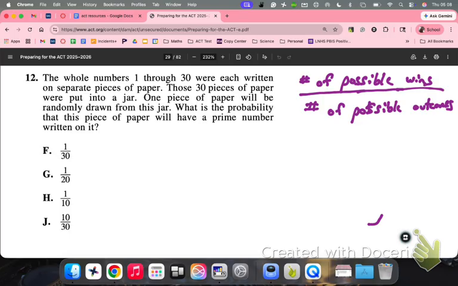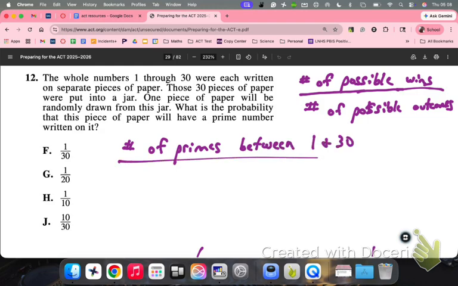In this case, the number of prime numbers between 1 and 30 goes on top, because that's how many possible wins we could have if we draw this out. And the number that goes on the bottom is the number of possible outcomes. We could draw the number 1 or the number 2 or the number 3 all the way up to 30. So 30 is the number that goes on the bottom. That would be our fraction.